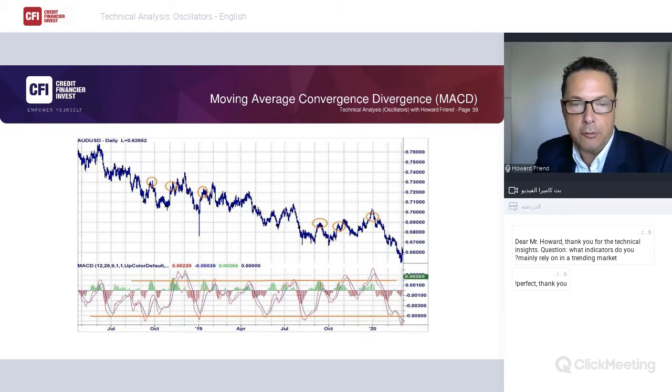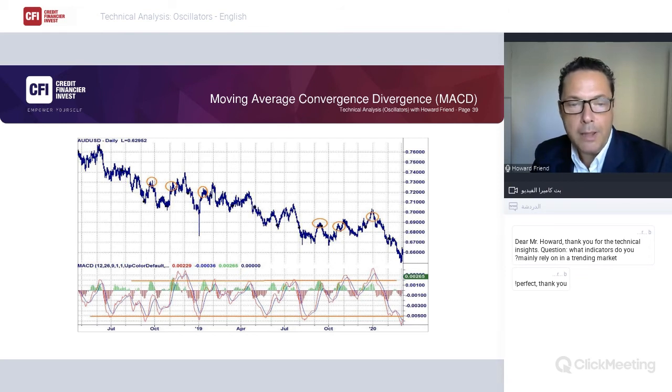This one's Aussie dollar on a daily chart. What we have here again is a kind of shallow downtrend, but very big or decent counter trend movements within this downtrend. So we've got a lot of whipsaws for the MACD crossing the zero line. Using the MACD crossing the zero line wasn't a great idea during this phase, because it was quite a choppy phase.